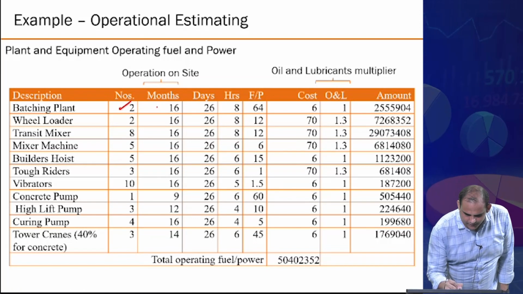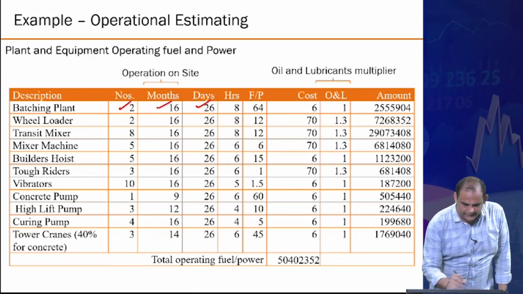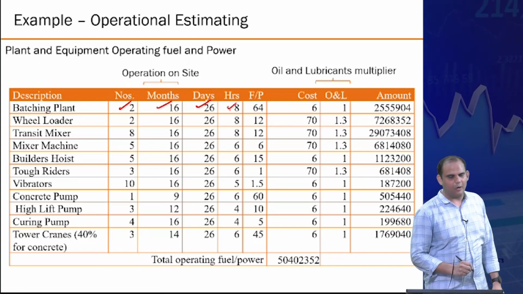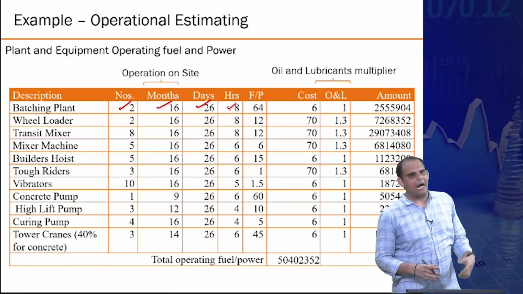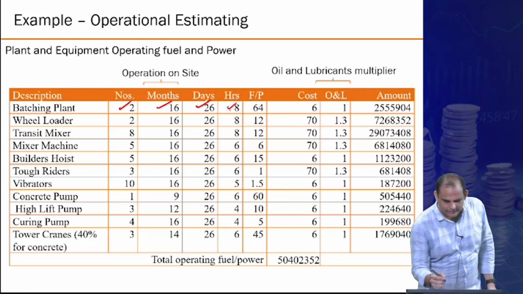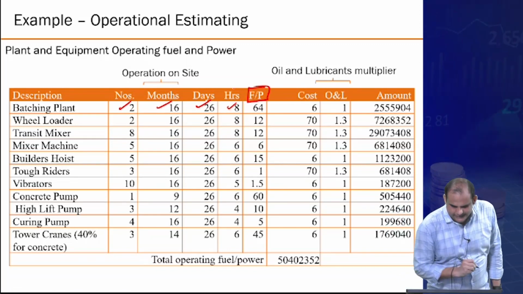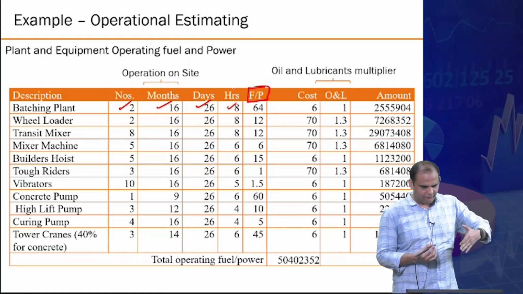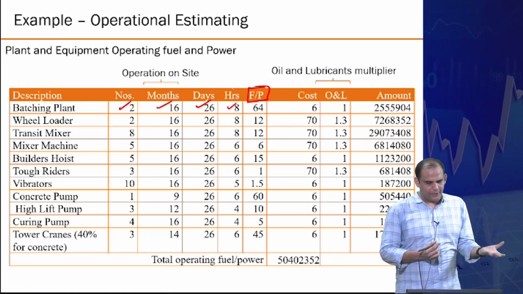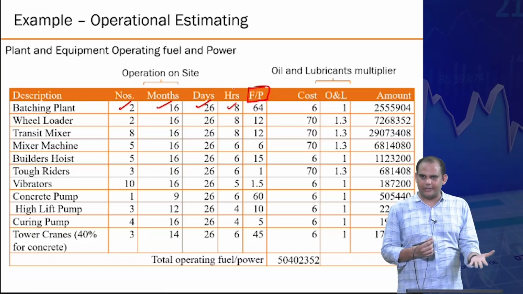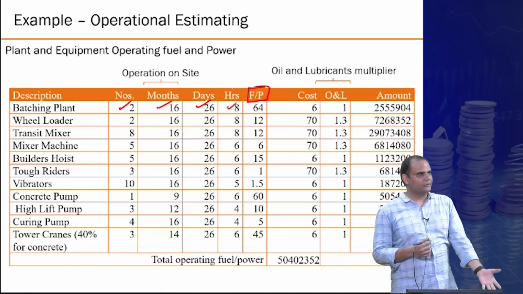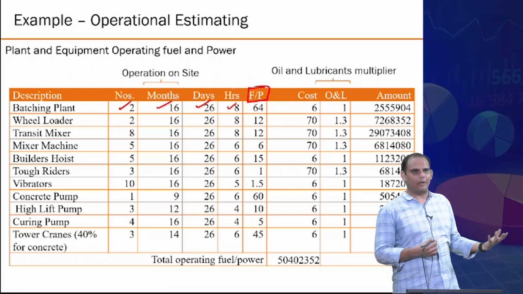Your individual number of months you require, in each month how many days, on a single day how many hours you are using it. This F by P factor is essentially the productivity kind of a norm, in a way that for this machine to produce 1 unit of power, which it is doing, how much quantity of fuel it will require, right?